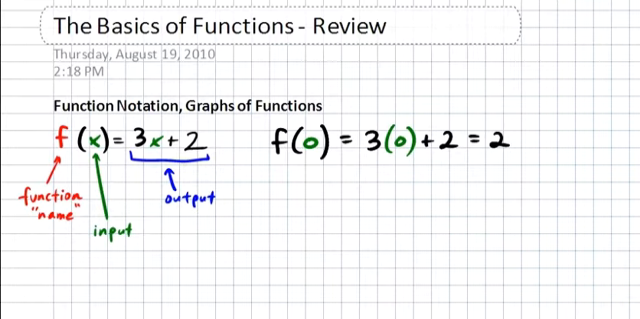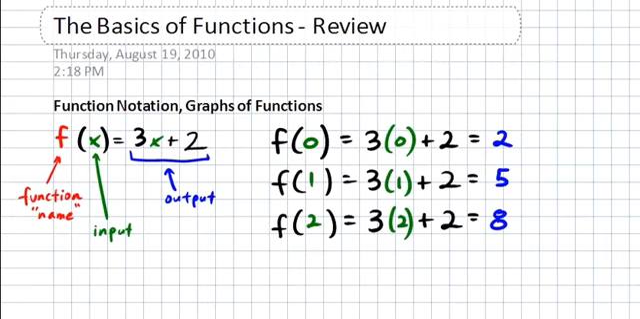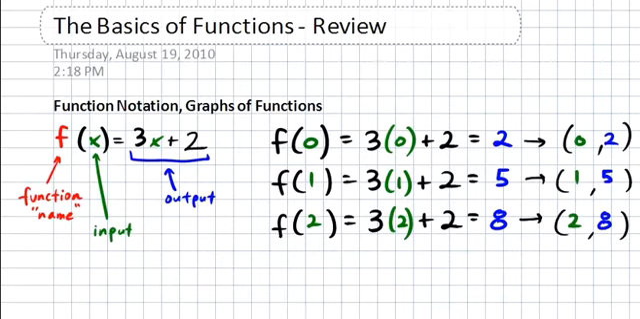We can also do that with any x we choose. If we wanted to use 1, we could. We could use f of 1 equals 3 times 1 plus 2, and that gets us 5. We can do f of 2 equals 3 times 2 plus 2, and that gets us 8. We don't even have to use whole numbers. We could use 1.2 or 7.6, whatever.